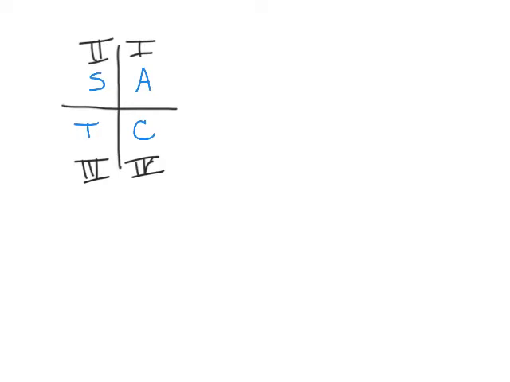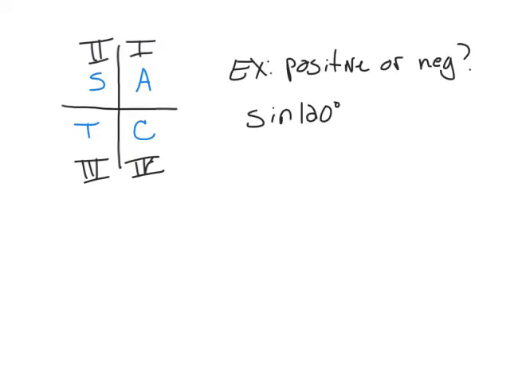You can make up any nickname for this that you want, as long as you can remember which quadrant the trig functions are positive in. One of the biggest mistakes I see in this unit is that you forget sometimes the sine and the cosine and the tangent will be negative when you evaluate functions. So let's see how we use this in an example.